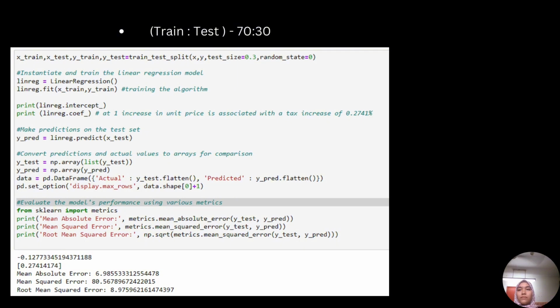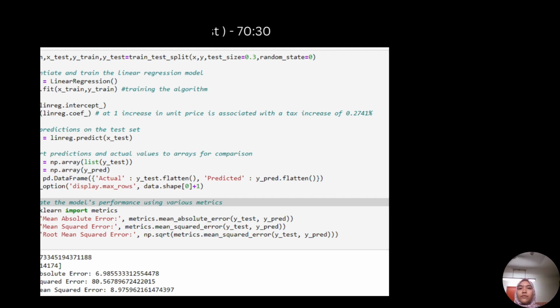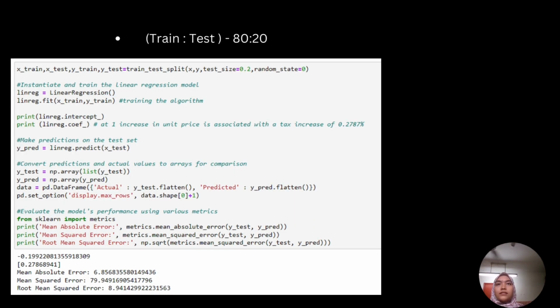And then we start to make prediction on the test set, and then we evaluate the model's performance, and we get the value for the mean absolute error, which is 6.9855, and then the value for the mean squared error is 80.5678, and then the value for the root mean squared error is 8.9759.